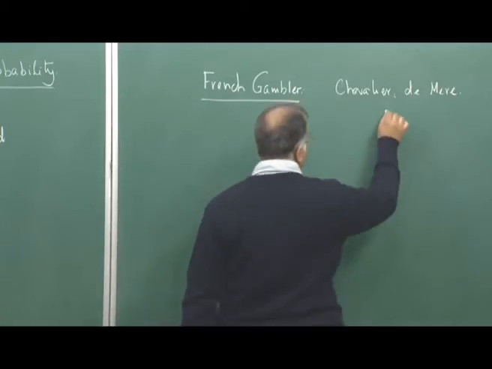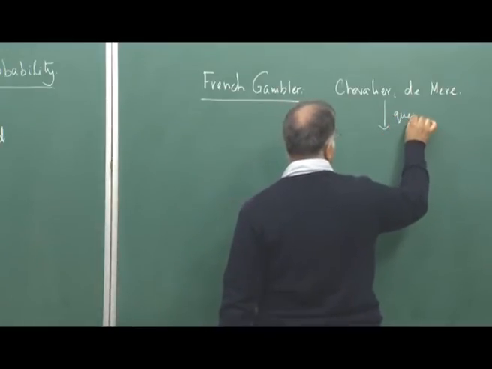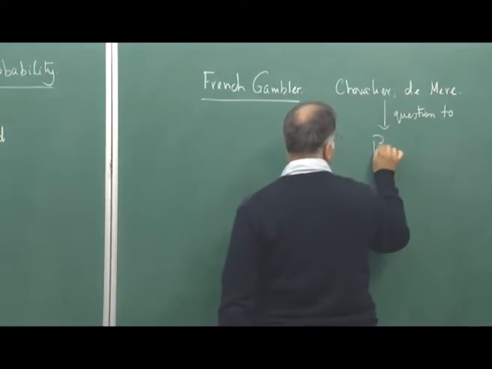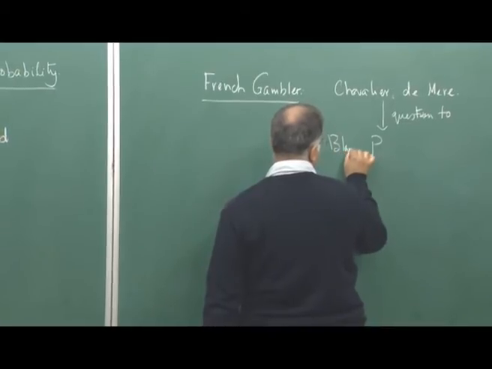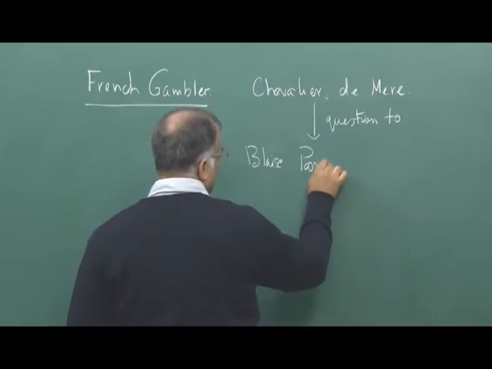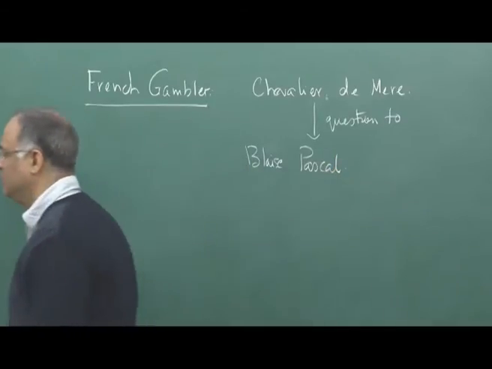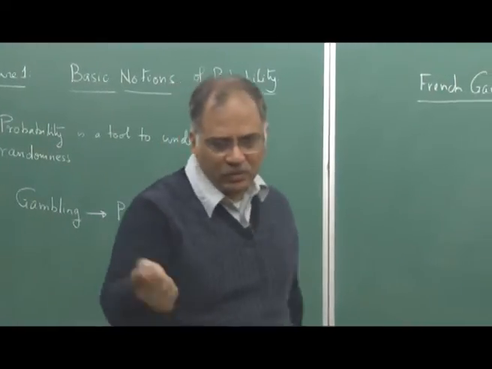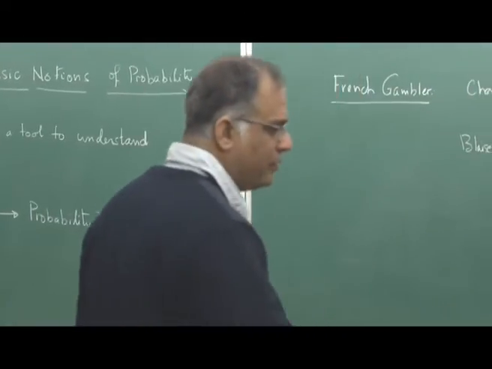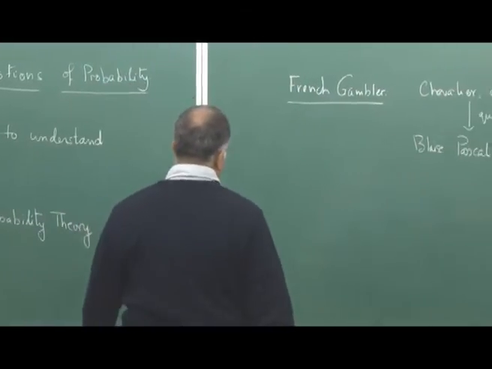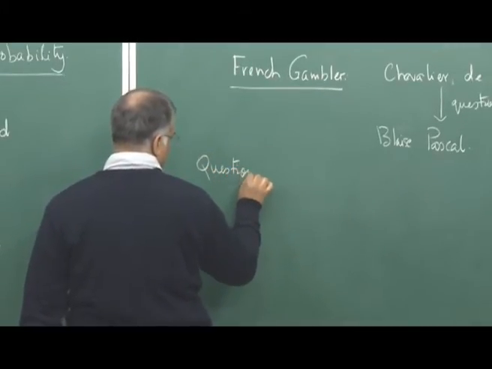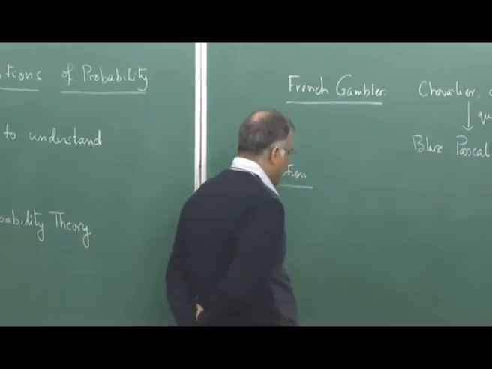So, Chevalier posed the following question to Blaise Pascal. Most of you have heard about Pascal's triangle when you study the binomial theorem. So, what was this question? They were gambling. In those days gambling was done through throwing dice rather than the sophisticated roulette of nowadays. So, the question was the following.